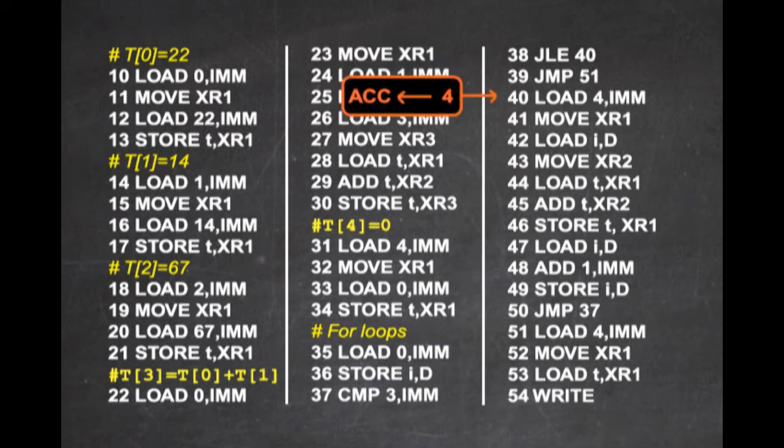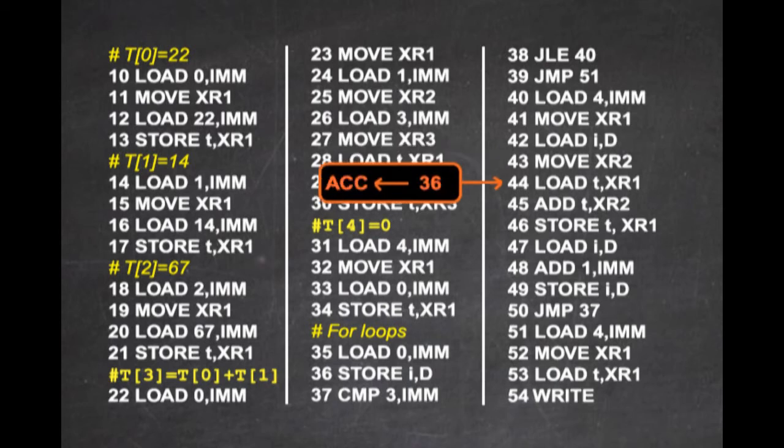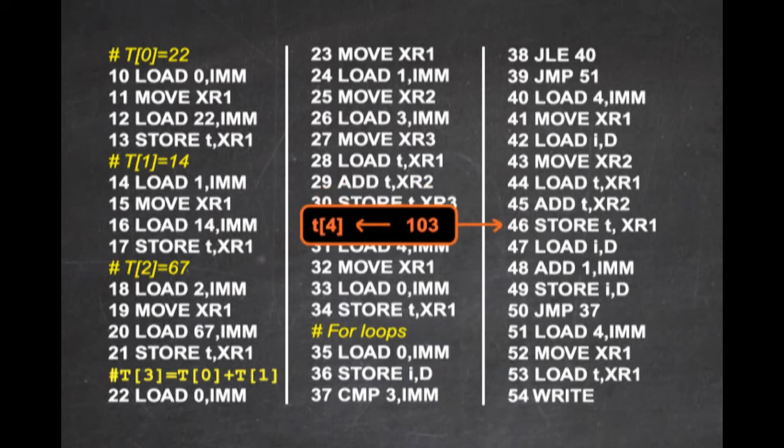Accumulator is loaded by 4. Index register index 1 is loaded by 4. Accumulator is loaded by 2. Index register index 2 is loaded by 2. Accumulator is loaded by 36. Accumulator is loaded by 103. Array item with index equals 4 is loaded by 103.